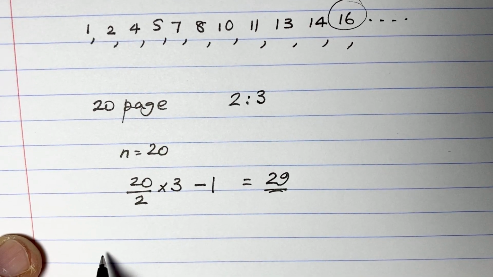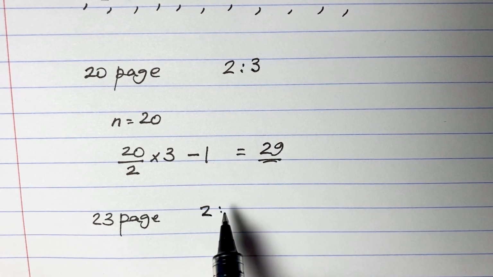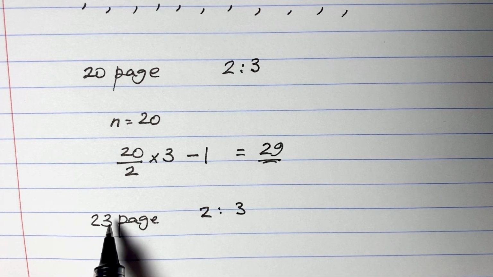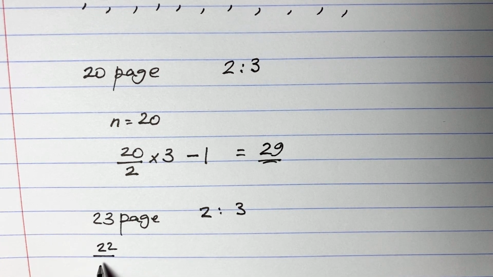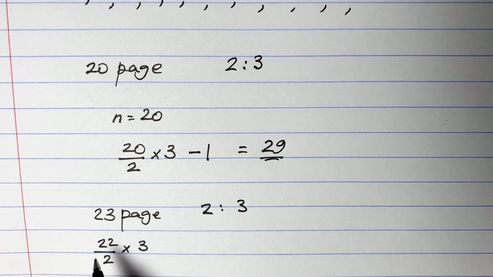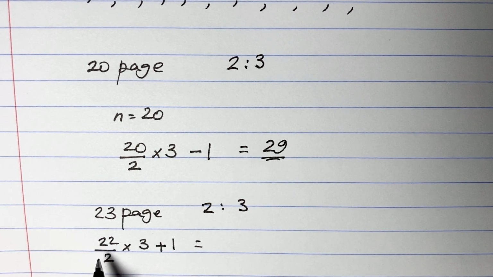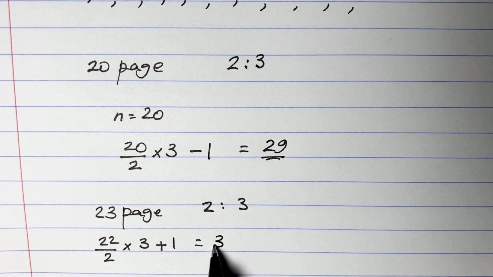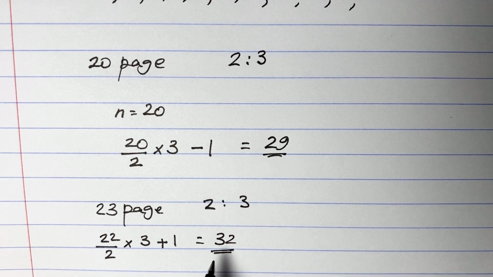If I've got, say, 23 pages, and the ratio again is 2 to 3, I go to the previous even number, 22. Divide that by 2, times by 3. Since I went to the previous page, I add 1. So 22 divided by 2 is 11, times 3 is 33. Add 1 makes 34. So the 23rd page would be labeled as 34.